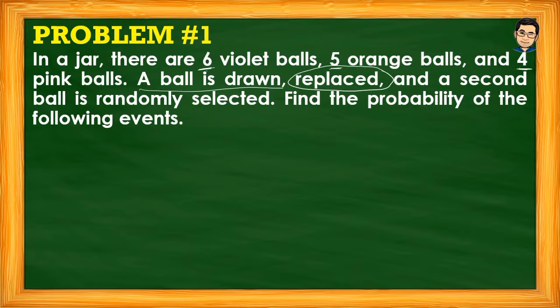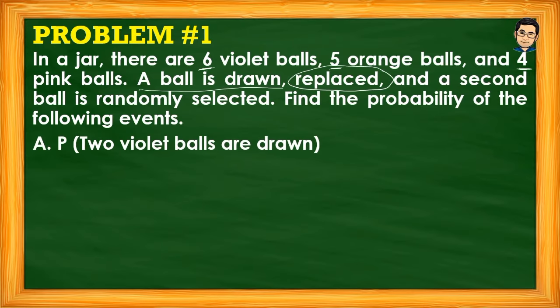But if it says "without replacement," we draw a ball and do not return the first one, so the total number of balls in the jar is no longer 15. It is equal to 14, because we did not return the first one. So in this case, we draw, then return the ball, and only then draw the second. Now, let us answer the probability of the following events.